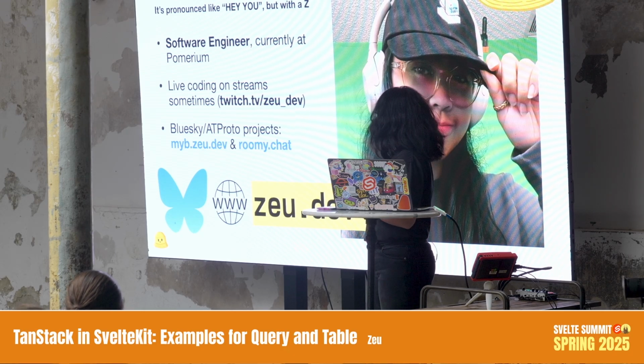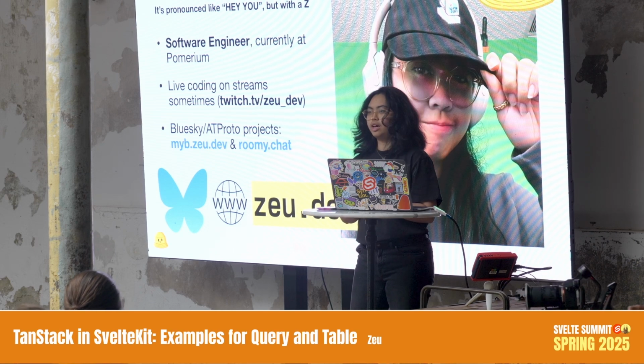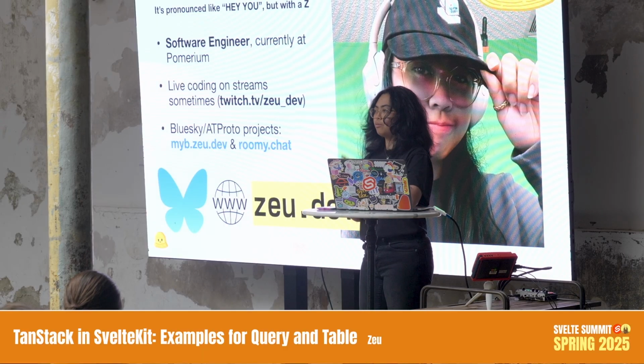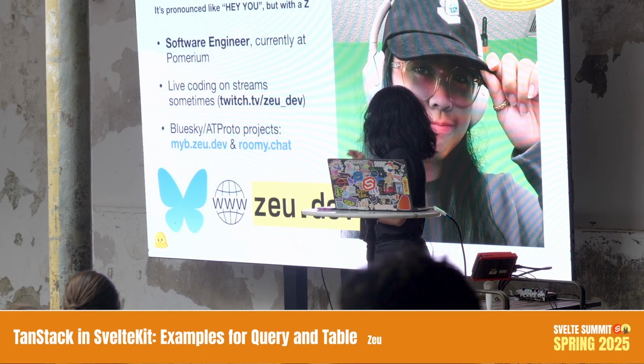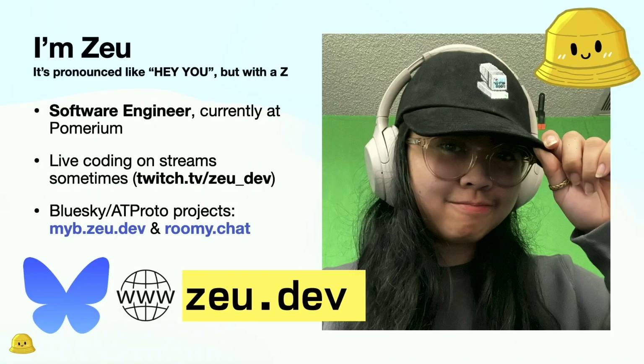Two prominent ones are MyBee, which is a third-party Bluesky client, and Rumi.chat, which is more AT Protocol specific. That's more of a Discord replacement, which is really cool because it's local-first with CRDTs, all that jazz. And all of that is built in SvelteKit.